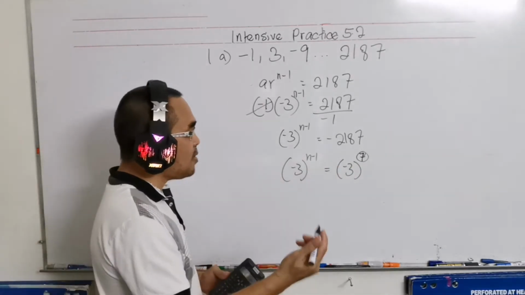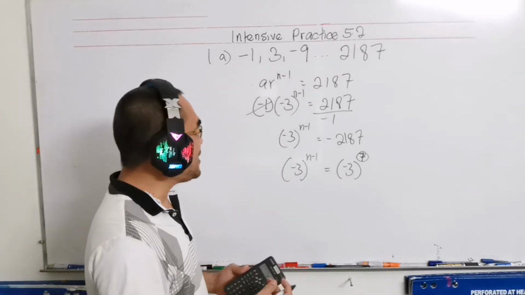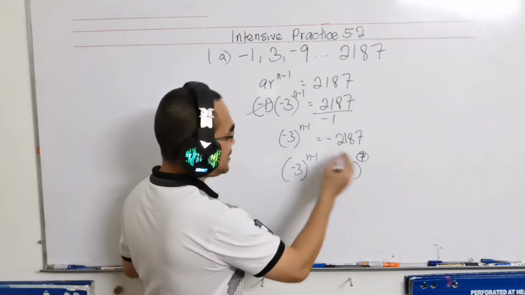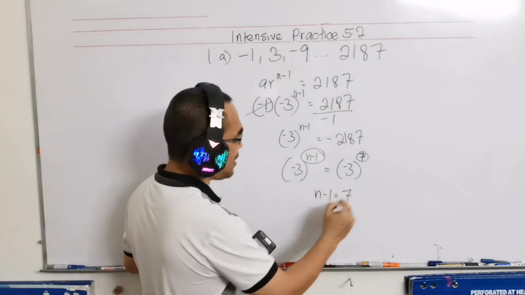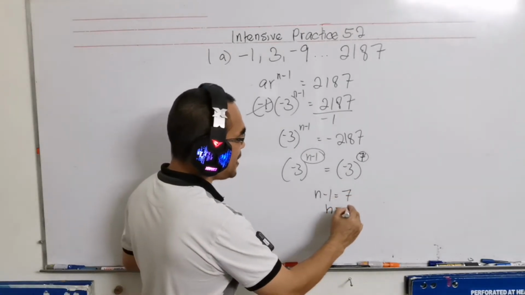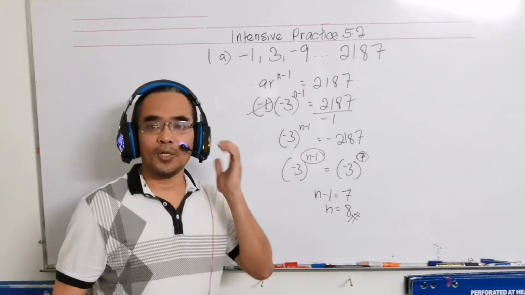So what you do now, just solve the equation of the indices by comparing the indices. So you say n minus 1 equals 7, so the value of n will be 8. Any questions so far?